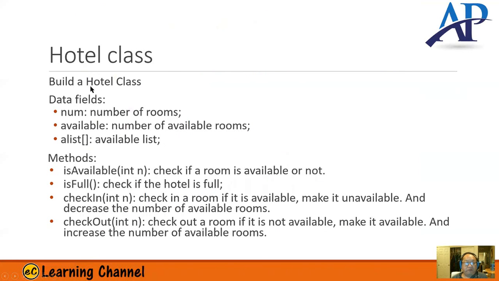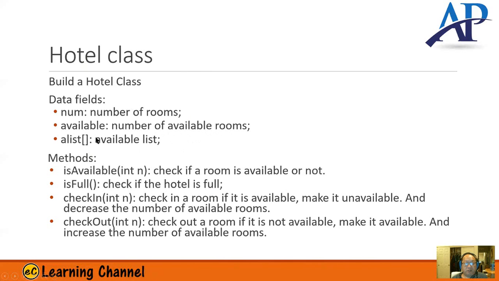Now, I have an example for building a hotel class, right? The hotel class is not related to available list or selection sort, but it is a class that will use the available list. That means I have a number of rooms, num, right? And num is the total number of rooms for the hotel. And available is the number of available rooms.